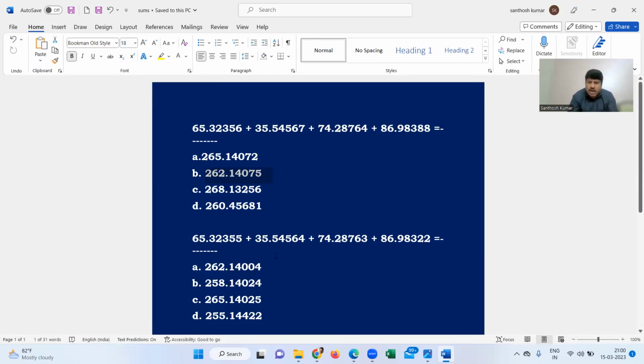Here also you have to go through the options only. See the options here. See the question here. Here the last digit is 5. Here the last digit is 4. So 5 plus 4, that is 9. 9 plus 3, that is 12. 12 plus 2, that is 14. So the last digit of the answer should be 4, isn't it? Right. But here if you see, these two options contain 4.